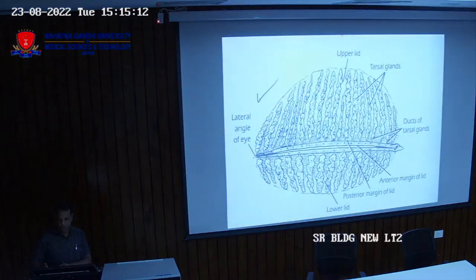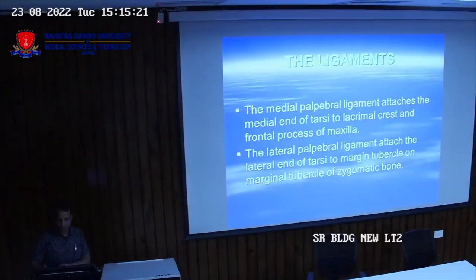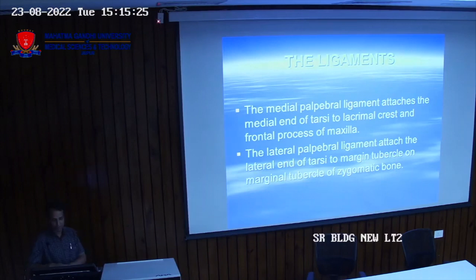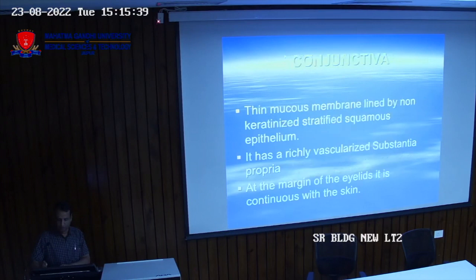So these are the Meibomian glands, and their orifices open at the lid margin posterior to the eyelashes. There are two ligaments: the medial palpebral ligament, attached to the medial end of the tarsi to the lacrimal crest and frontal process of the maxilla, and the lateral palpebral ligament, attached laterally from the end of the tarsi to the marginal tubercle of the zygomatic bone. The innermost layer is the conjunctiva.